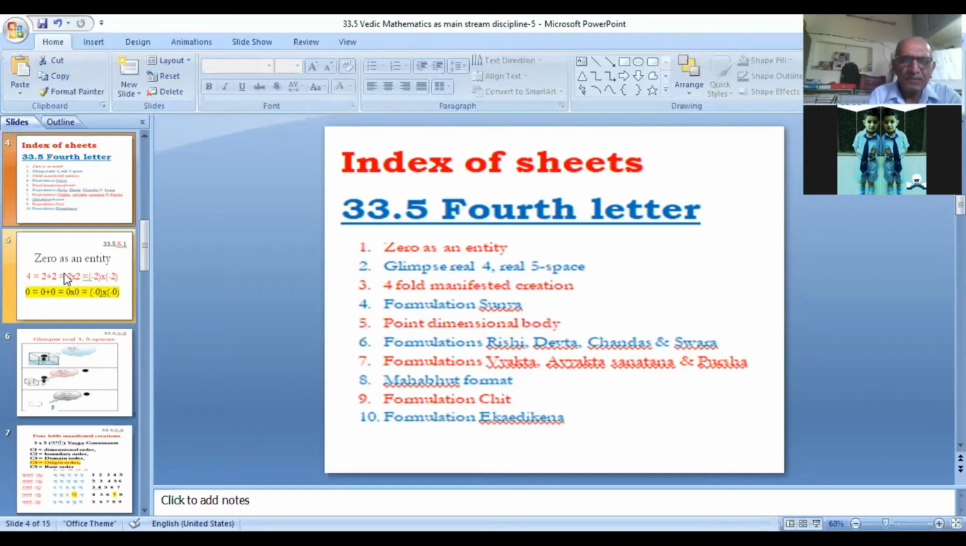The second phase of initiation is to glimpse real 4 and 5 spaces. The reality of a 4 space, the reality of a 5 space is the reality which is to be comprehended, and it is with comprehension of this reality that one will be of a mental state which will go parallel with the comprehension format, the visualization format of the Ganita Sutras.